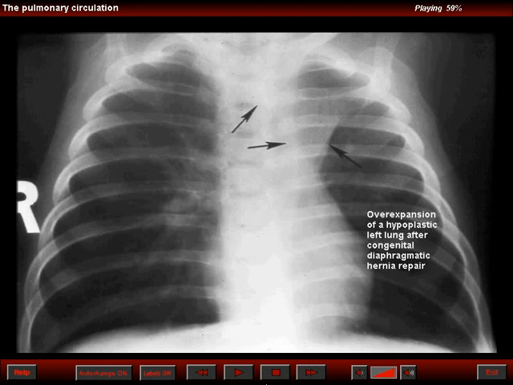When the hernia was repaired, the lung was already hypoplastic and hyperexpanded, and there is a diminished pulmonary vascularity as a result of this combination of hyperexpanded, hypoplastic lung. That is the reason that the markings were markedly diminished from the frontal chest radiograph.